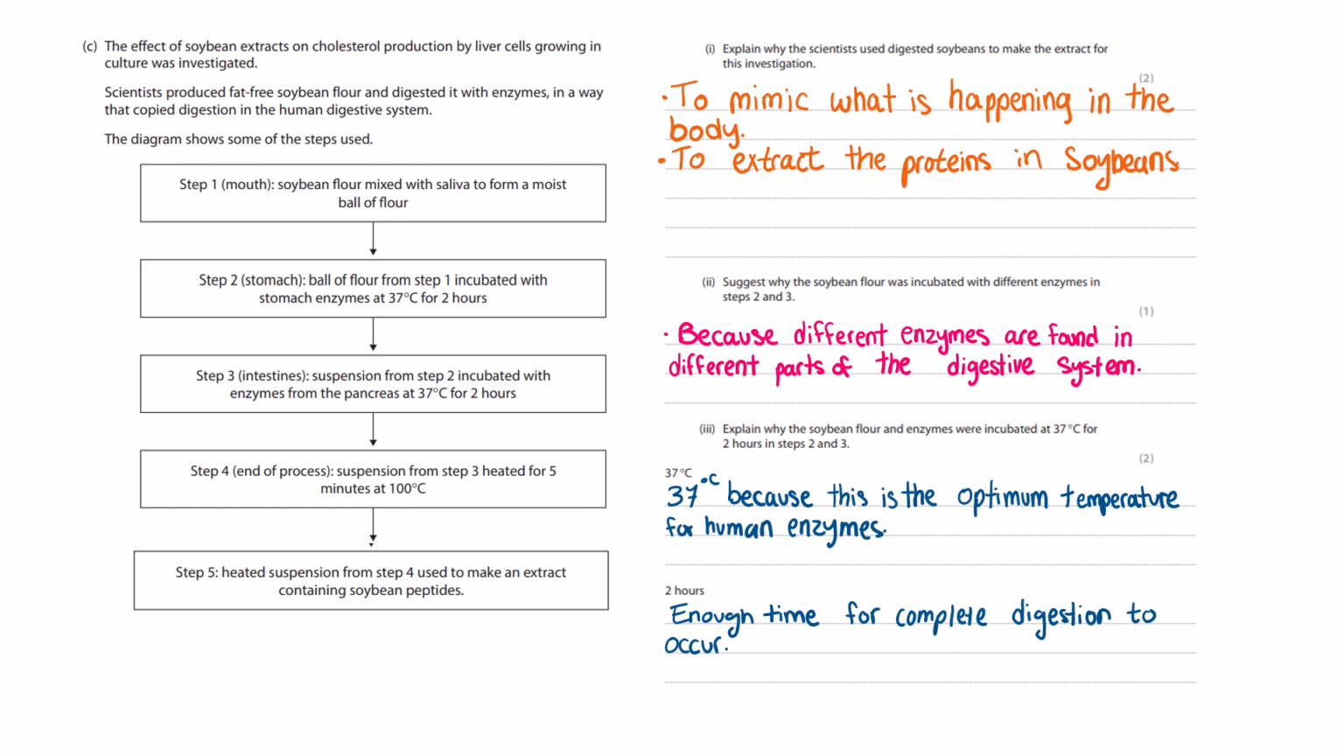Okay, now, question III. Explain why the soybean flour and enzymes were incubated at 37 degrees for 2 hours in step 2 and step 3. So 37 because this is the optimum temperature for human enzymes. Remember, if someone has a fever, their body temperature is going to be way above 37 degrees, meaning they are sick, okay? Now, why is it for 2 hours? Well, this ensures enough time for complete digestion to occur.